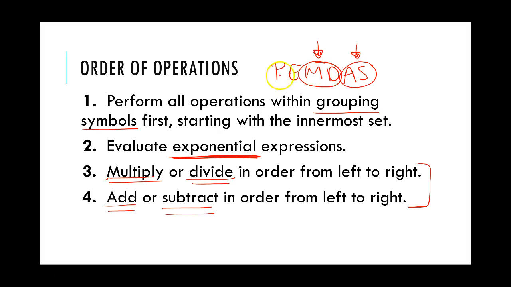So when I'm looking at these orders, you're really only having 4 steps. When you get to step 3, you ask yourself, do I have multiplication or division? And if the answer is yes, you do whichever one comes first. Same thing when you get to step 4. And that'll show up in our examples in these next few slides.